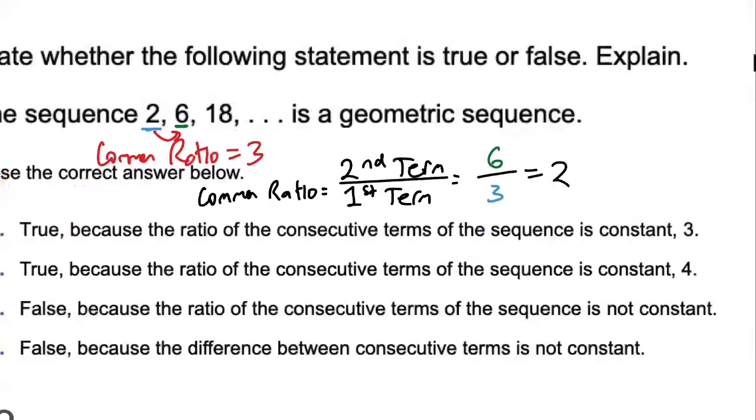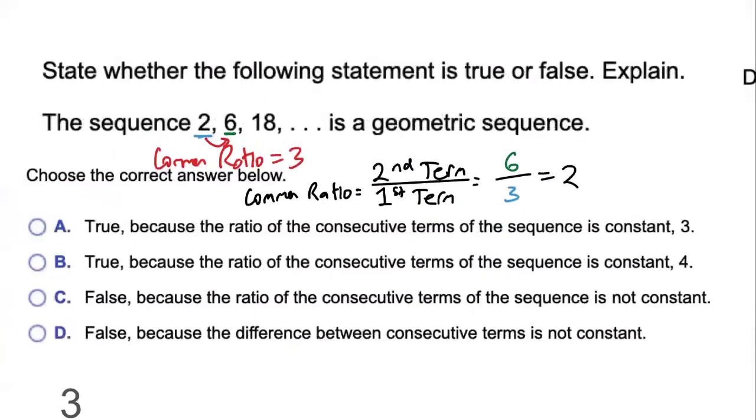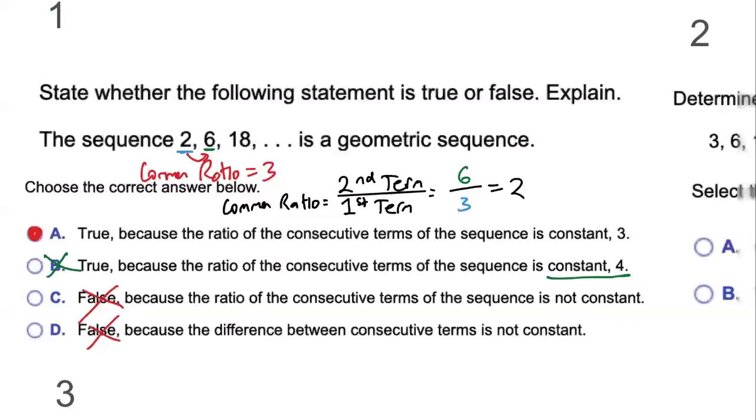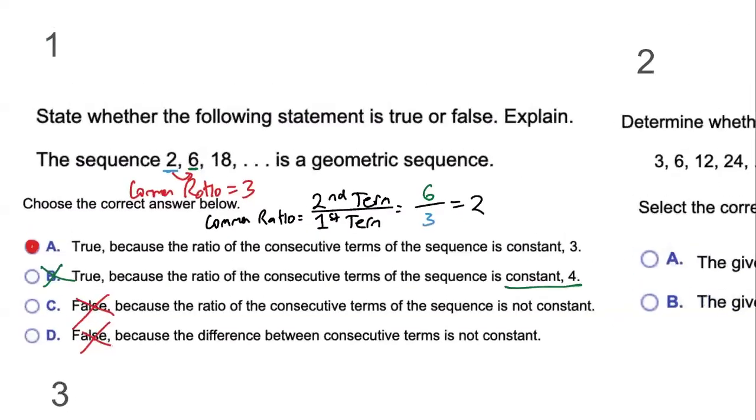Now, in this case, is it true or false? The answer is true, because we know that there is a common ratio throughout. 2 times 3 is 6, 6 times 3 is 18. That means they're all the same. It says because the common ratio of consecutive terms in the sequence is constant, 3, it is true. So the answer is just A. It is not B because the constant is not 4. It is actually 3.